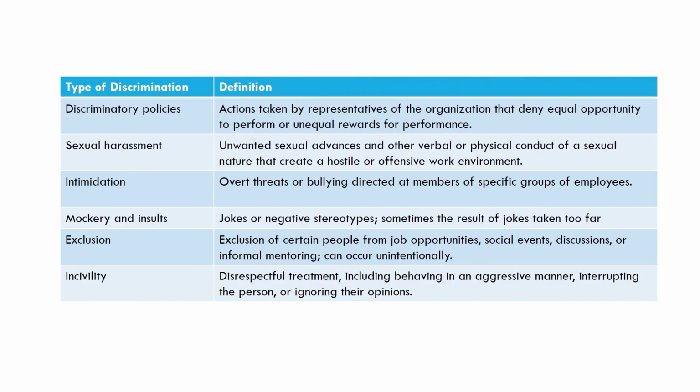So, here we have different types of discrimination, right. What kinds of discrimination could be applied in the organization? The very first is discriminatory policy. Generally, organizations have different policies for different sets of people, which is actually not right. It could be defined as the action taken by the representative of the organization that denies equal opportunity to perform or gives unequal rewards for performance.